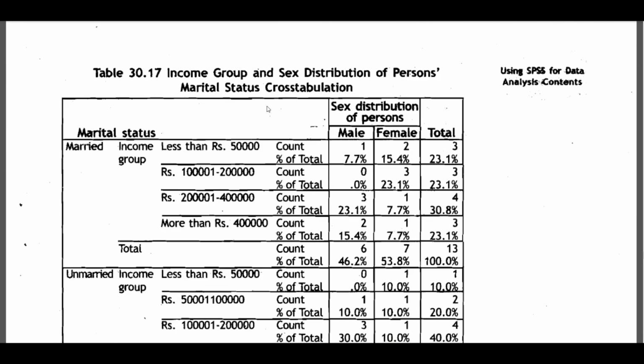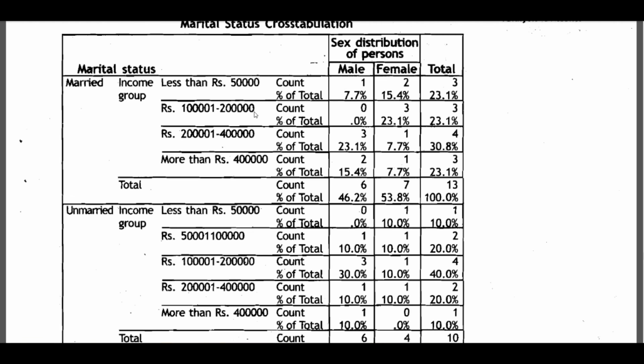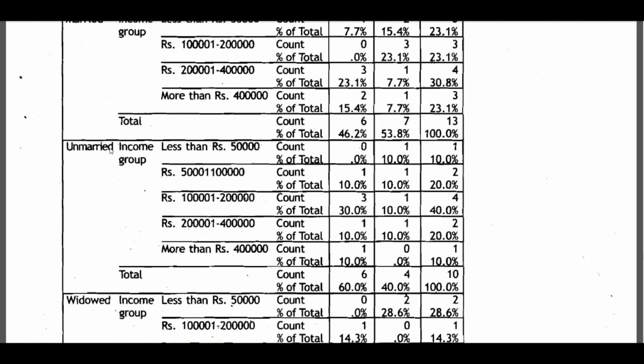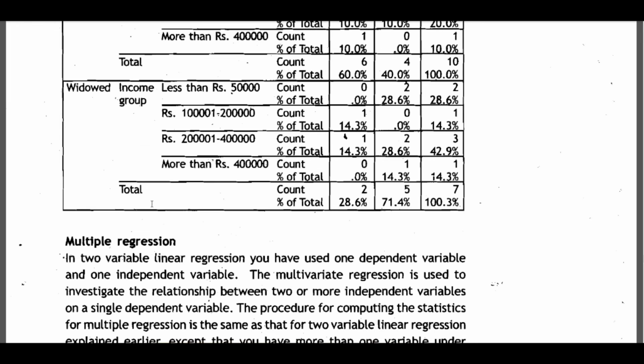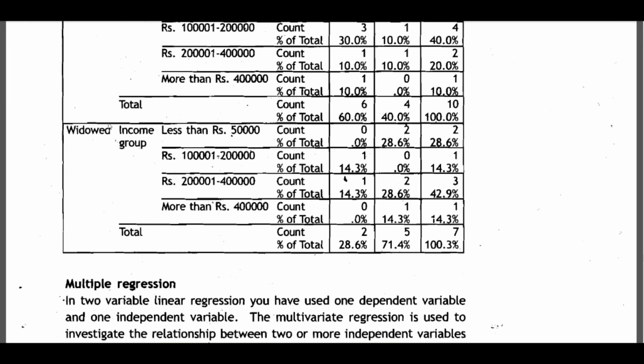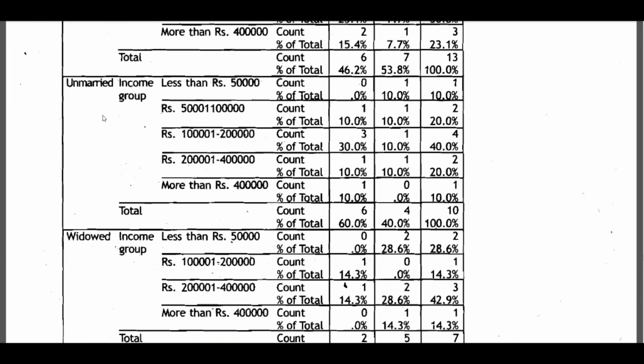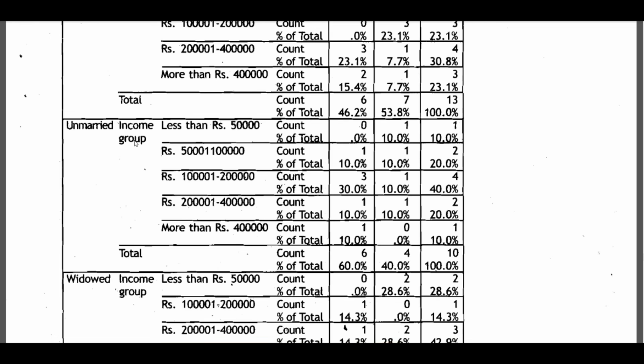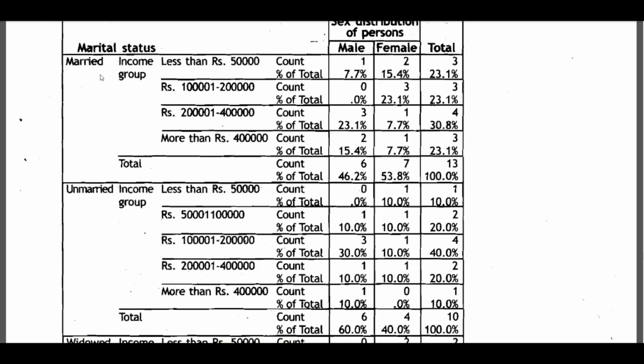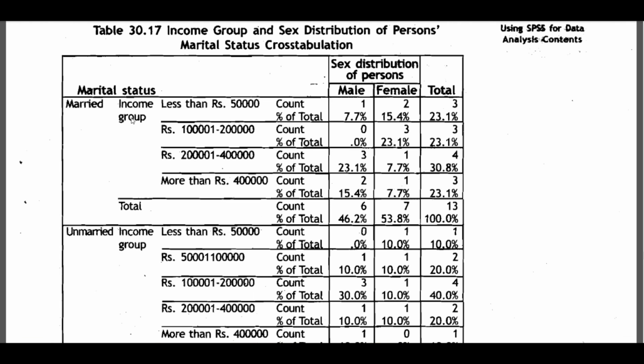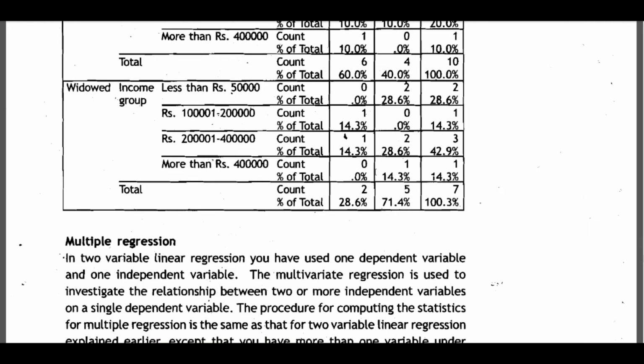So there are 3 variables like that: income group, sex distribution and marital status. So you can see this 1, 2, 3 income groups. These are subgroups of the married income group. Income groups, married and widows. So this created a subgroup. This is the sex distribution of that.